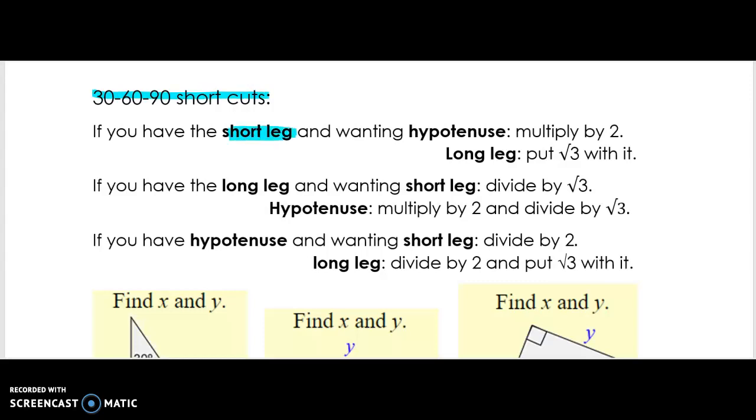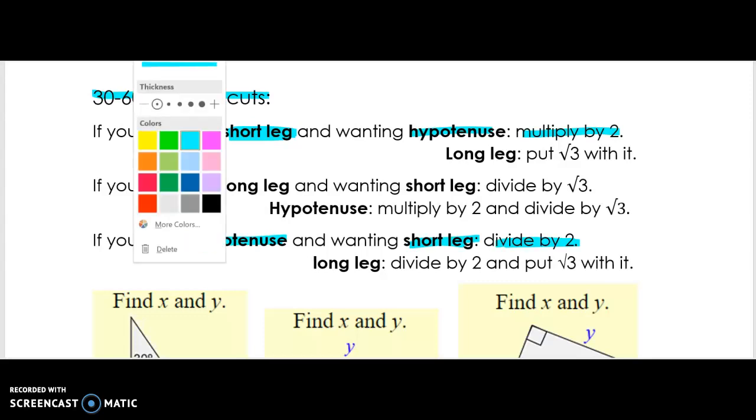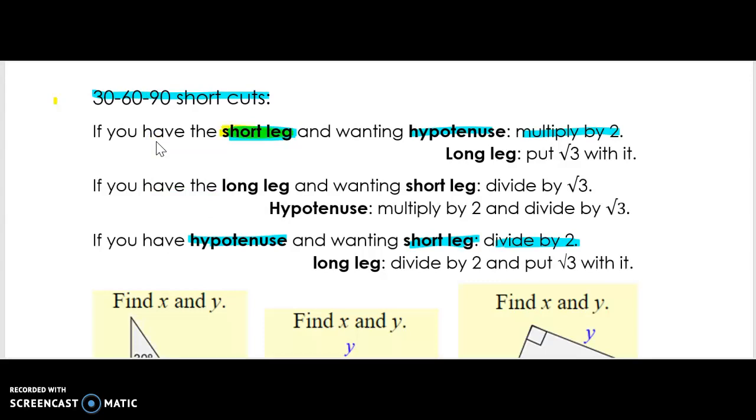If you know the short leg of a 30-60-90 triangle and you want the hypotenuse, you multiply the short leg by 2. Vice versa, if you know the hypotenuse and you want the short leg, you divide by 2, because it's just doing the opposite. If you know the short leg and you want the long leg, you multiply by square root of 3. If you have the long leg and you want the short leg, you divide by square root of 3, sorry.